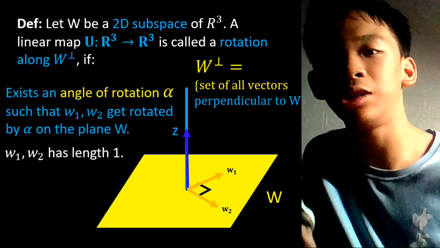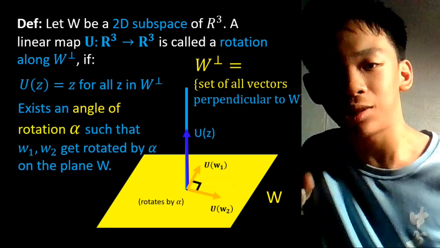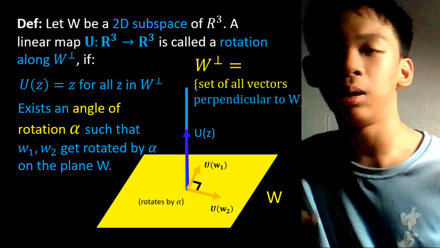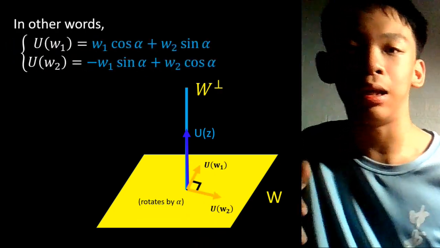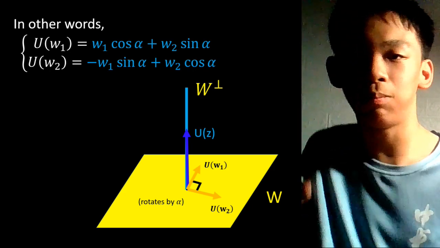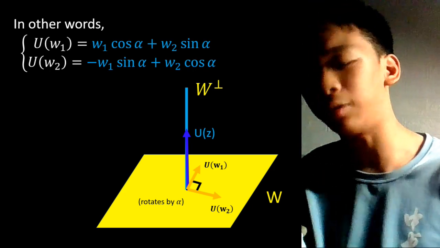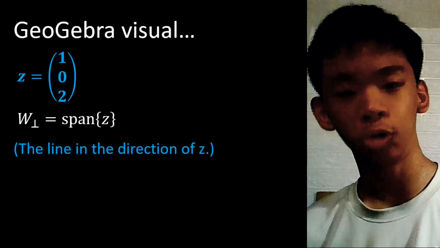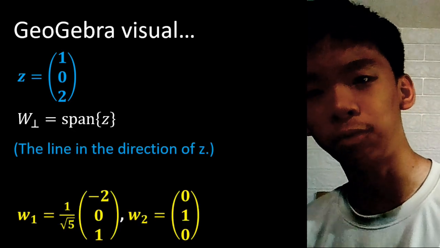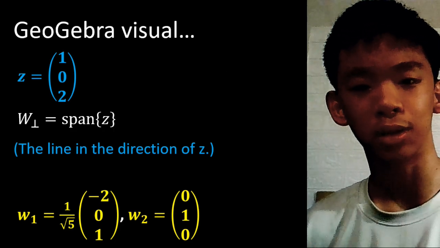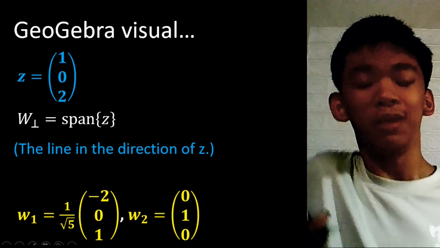The angle of rotation alpha is a real number such that U of W1 equals W1 cosine alpha plus W2 sine alpha, and then U of W2 equals W1 times negative sine alpha plus W2 times cosine alpha. I've chosen W perp to be the span of c, where c is the vector 1, 0, 2, and I've chosen two vectors in this basis to be 1 over root 5 times the vector negative 2, 0, 1, and the second vector to be 0, 1, 0. Let the visuals guide you.